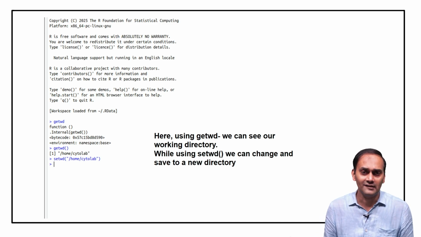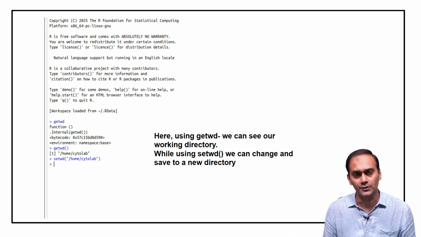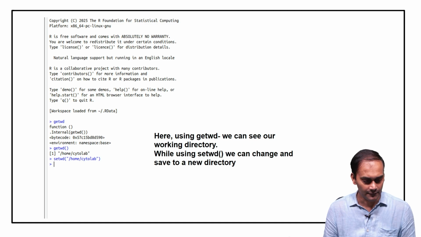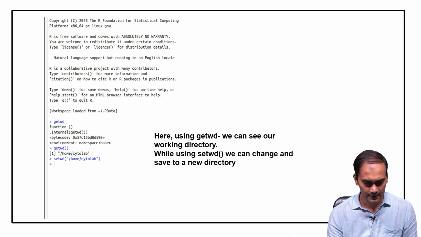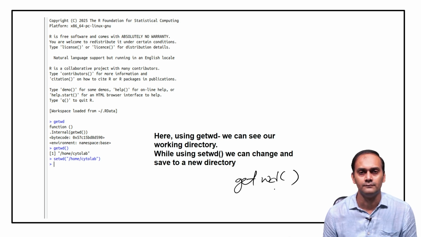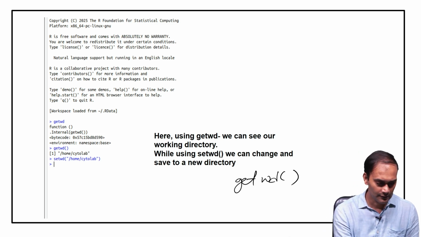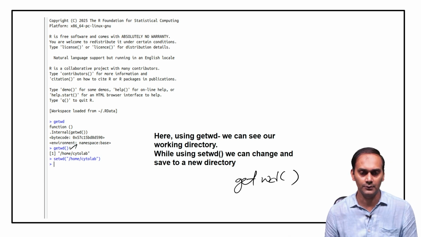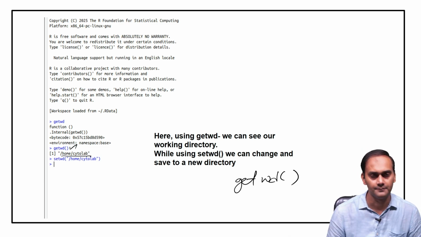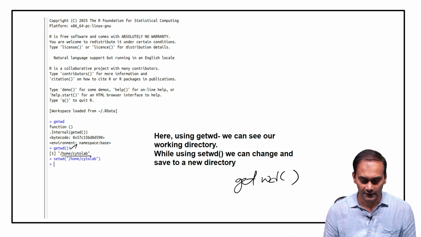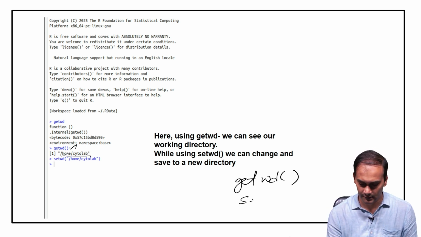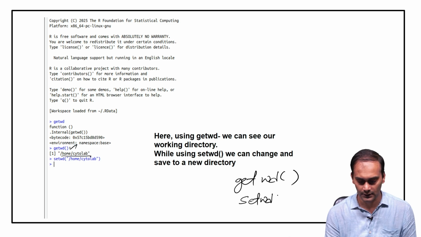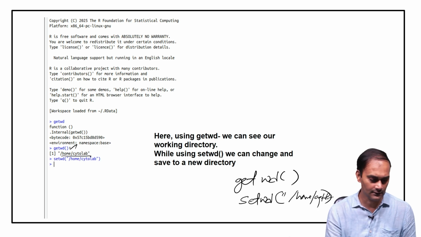Once this workspace has loaded, the first thing you always have to do is go to the working directory, and for that you can just write the code getwd with brackets. Once you write get working directory, it will tell you that this is your working directory. If this is the working directory where you want to work, then you can do set working directory and the address of your working directory, which here is home cytolab, and then you can set it.